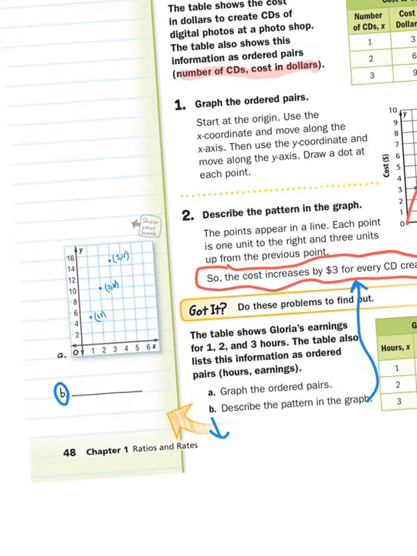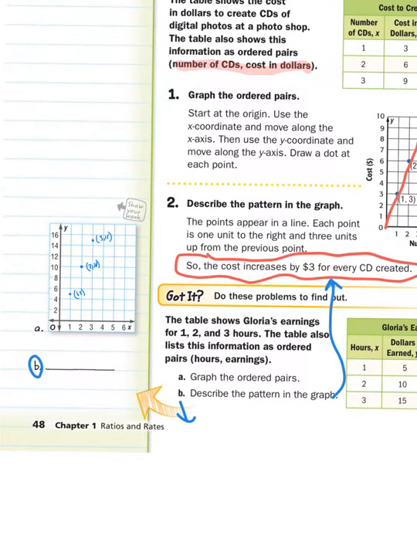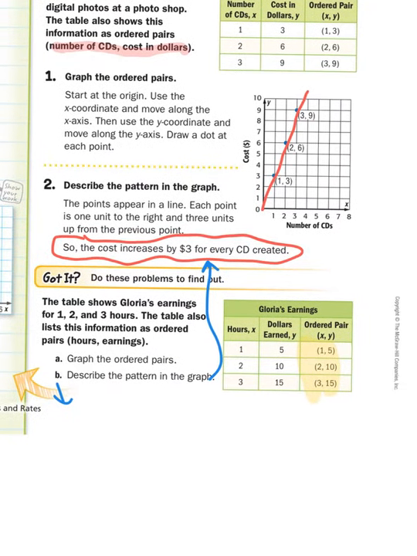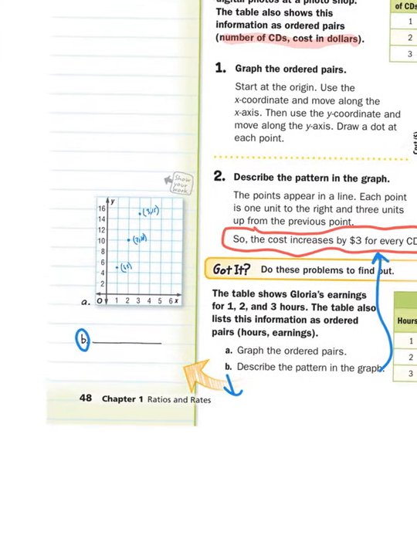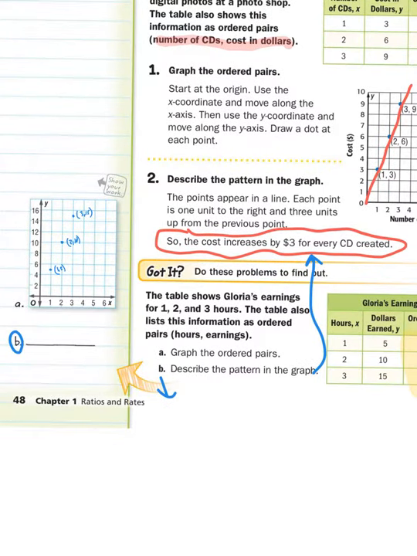Remember I said to use that sentence I have circled in red as a model. So remember that says, so the cost increases by $3 for every CD created. But we're not talking about CDs and dollars. We are talking about for every hour Gloria works, she earns $5. So this is an hour, this is $5. So that's what I'm going to write. Okay, I'll write it underneath here. So for each hour Gloria works, she earns $5.